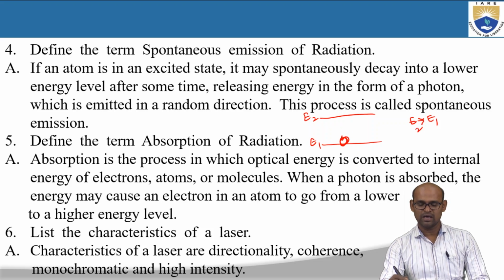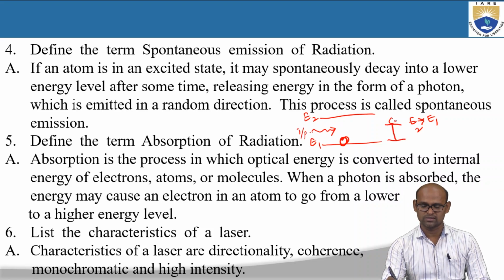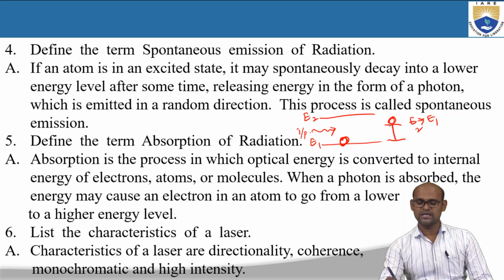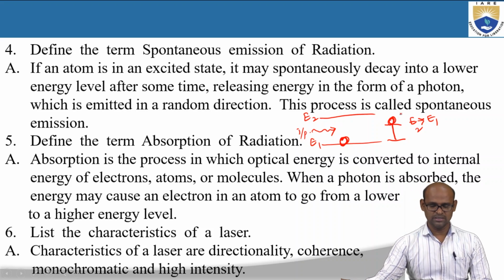So an atom which is in the ground state will go to the higher energy level, the excited state, by absorbing a photon. So we are supplying an input photon. We are giving one photon. Then the atom in the ground state is going to be excited to the higher energy level by absorbing this photon. So this atom is going to completely absorb the photon and get excited to the higher energy level E2. So that is called absorption.